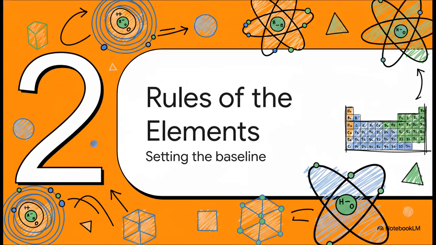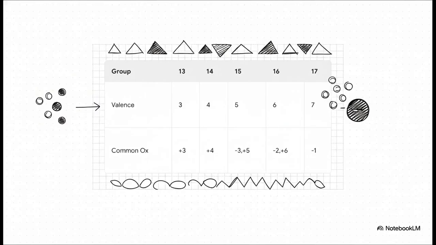Moving on to Section 2, let's establish the rules of the elements and set our baseline. If you look at groups 13 through 17, watch how the valence electrons behave. They step up perfectly, almost like a staircase, from 3 in group 13 all the way up to 7 in group 17. And the common oxidation states follow a really logical progression too, even though variable oxidation states are super common in this neighborhood. Group 13 usually shows a +3, group 14 shows a +4. But by the time you hit group 17, those are the highly reactive halogens, they are desperately looking for just one more electron to complete their shell, making their most common state a -1.